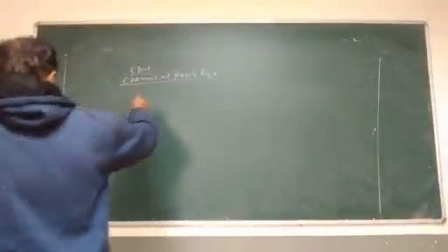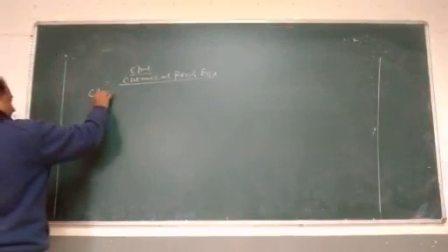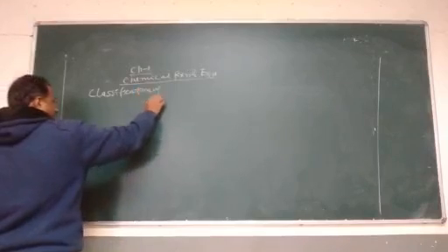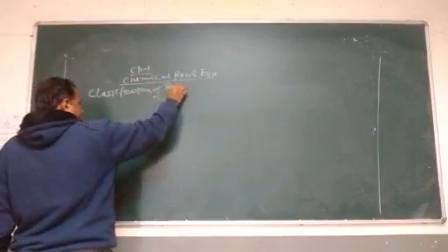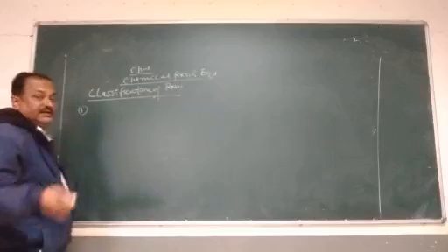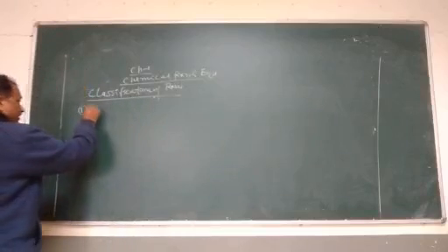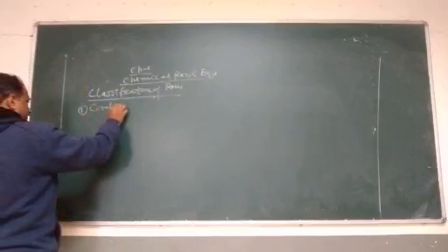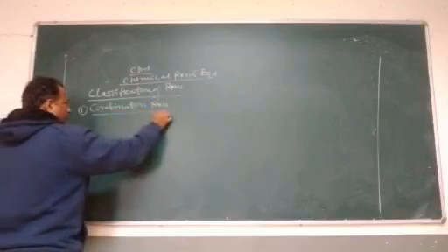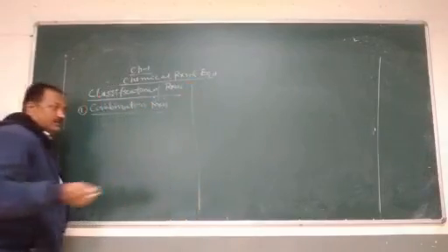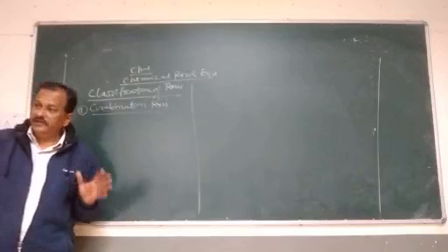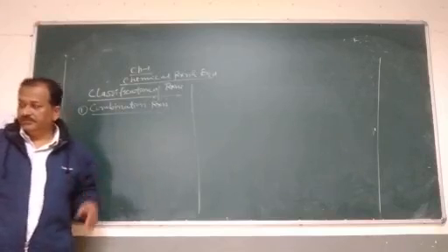Now coming to the classification of reactions. The types of reactions. So reactions are of different types. First is combination reaction. Combination means the reactions in which smaller molecules or atoms are added to form bigger molecules.